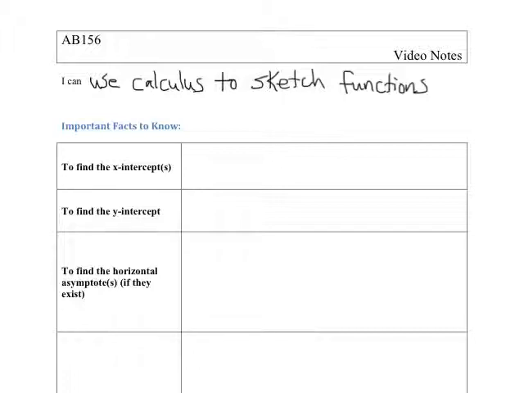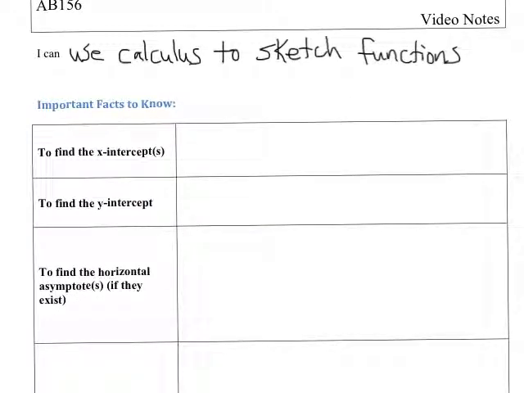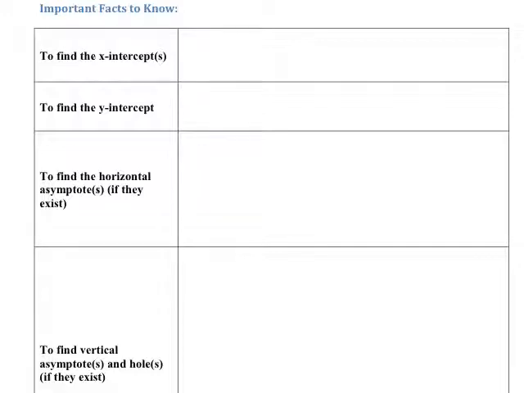Alright, since this is a video about sketching functions, there are lots of different aspects of functions we should refresh ourselves on how to find. The first that we need to be able to find is the x-intercepts. Remember, the x-intercept is where the function crosses the horizontal axis. So at that point, y values are 0. So what you can do is set the equation equal to 0 and then solve for x.